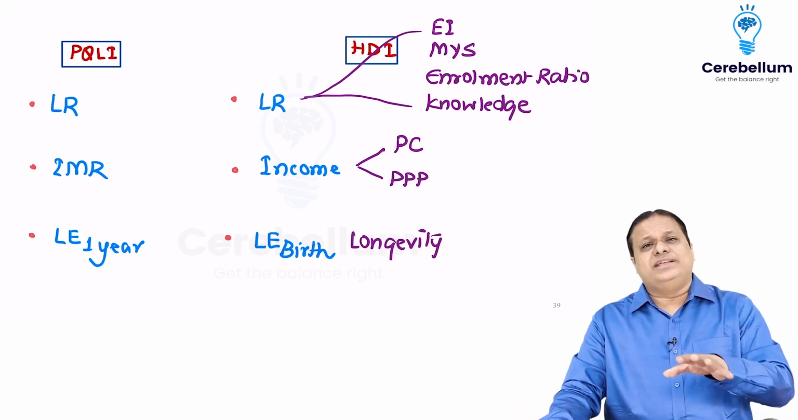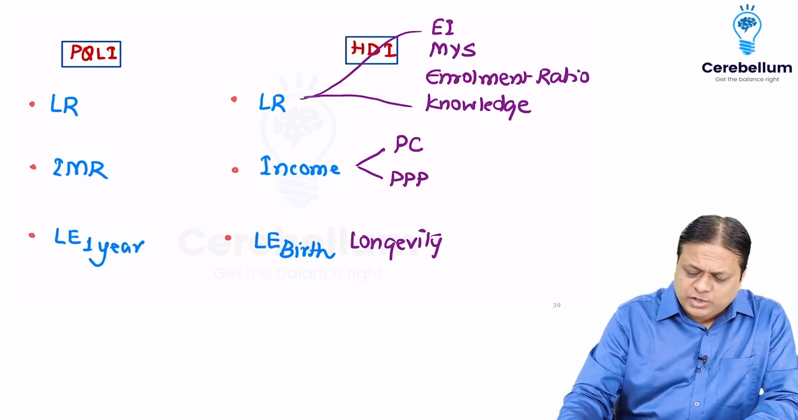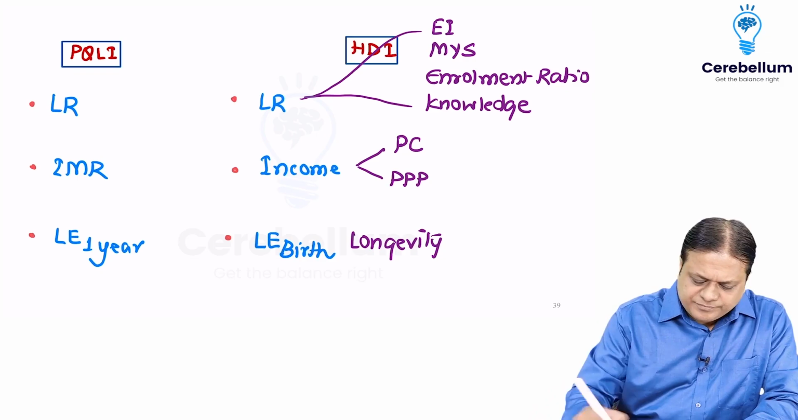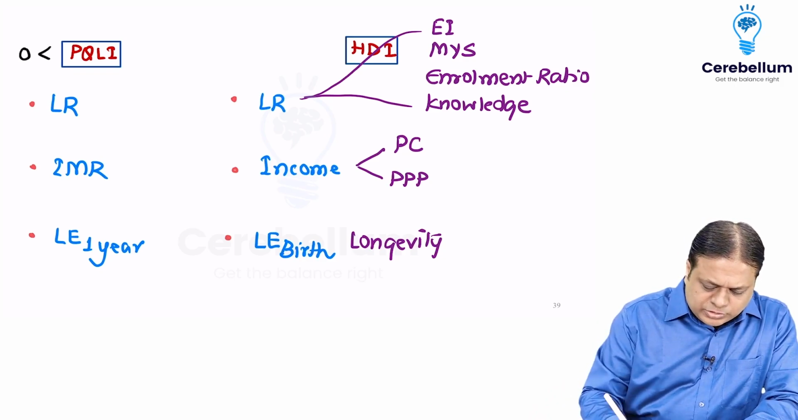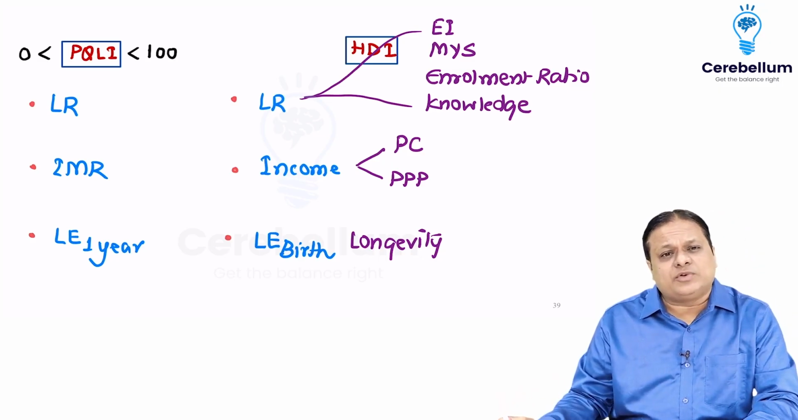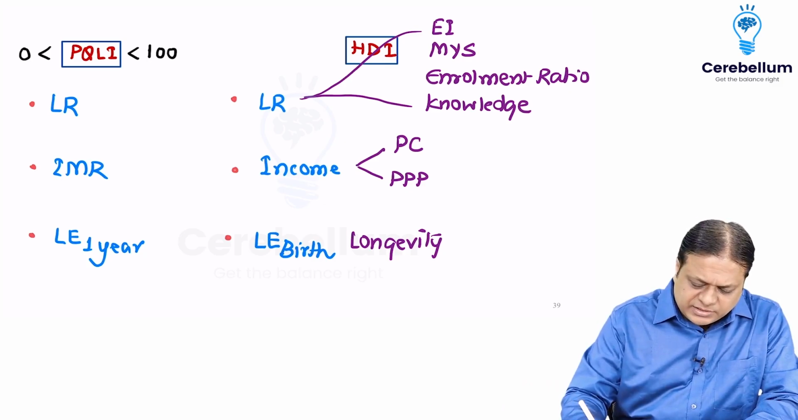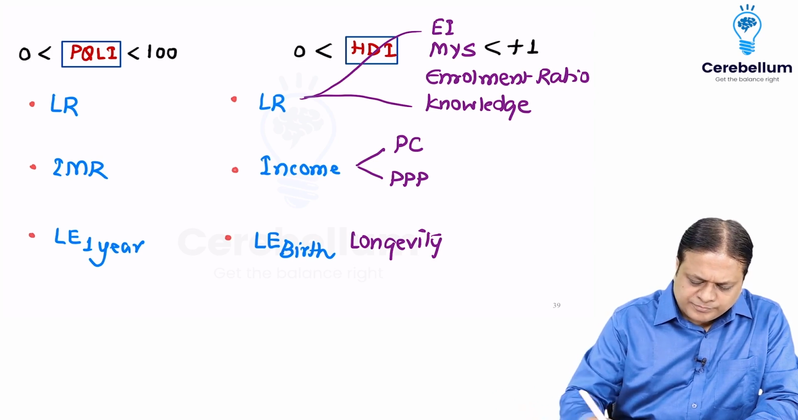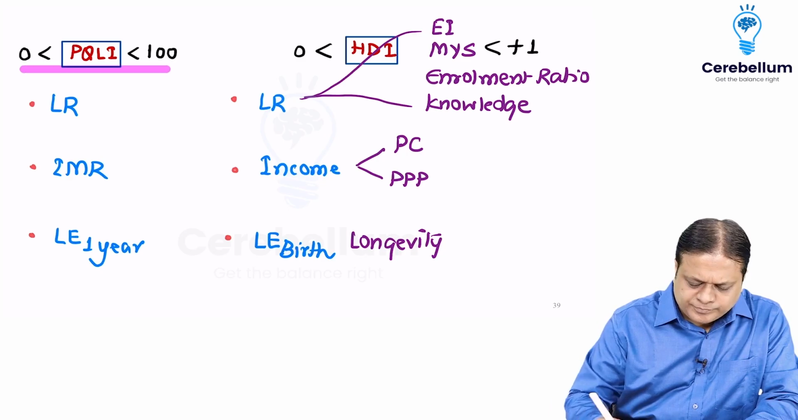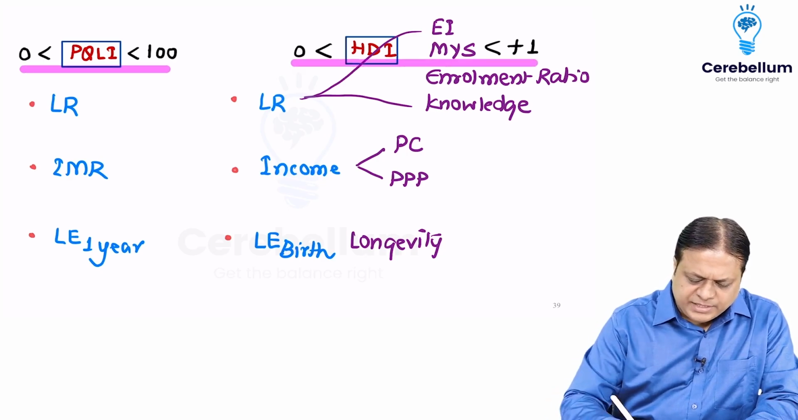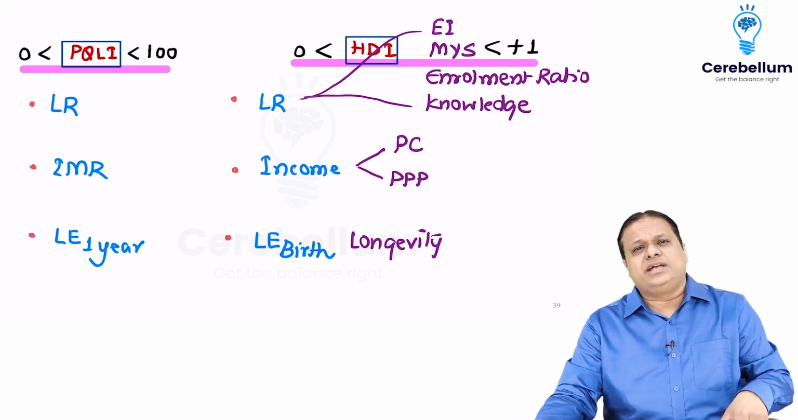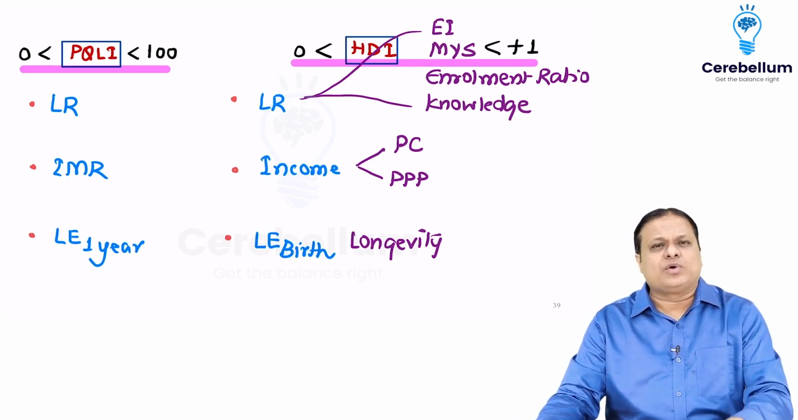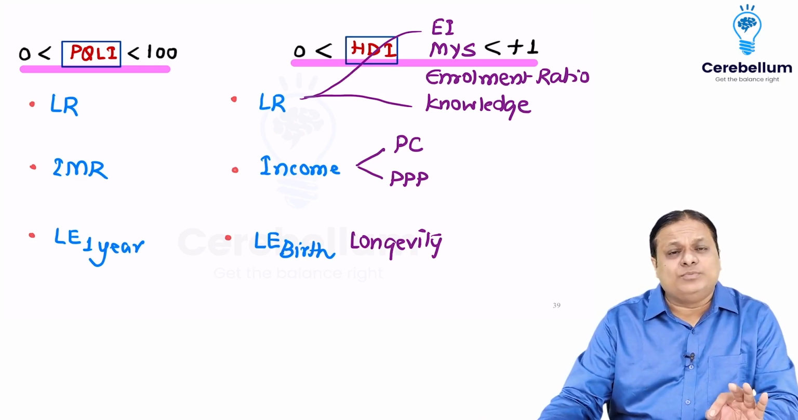Now, when we look at their ranges, please remember, quality of life lies between 0 to 100, whereas the Human Development Index of a country lies between 0 to +1. India's Human Development Index is currently above 0.64, having a rank of 132. Switzerland is the most developed country, with a Human Development Index of 1 in the world.